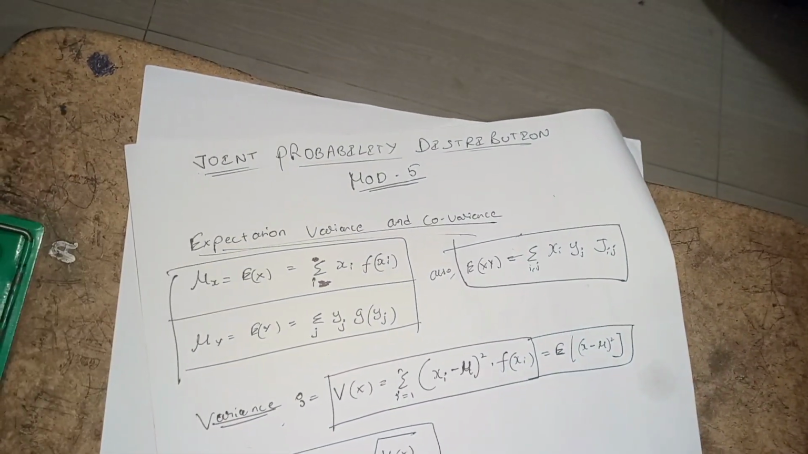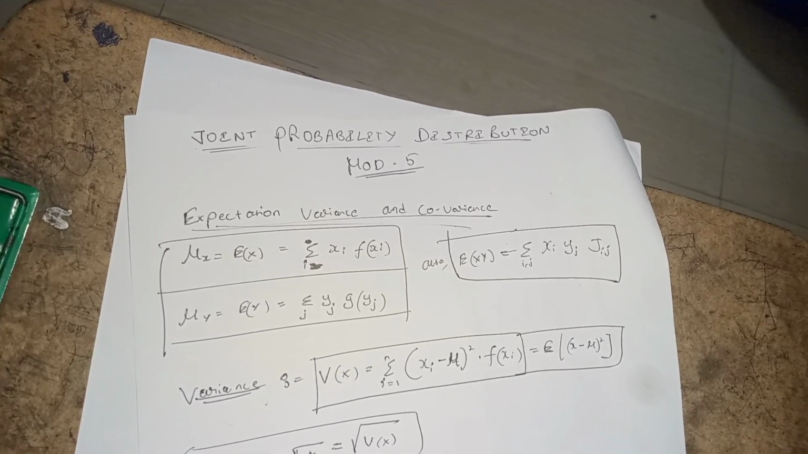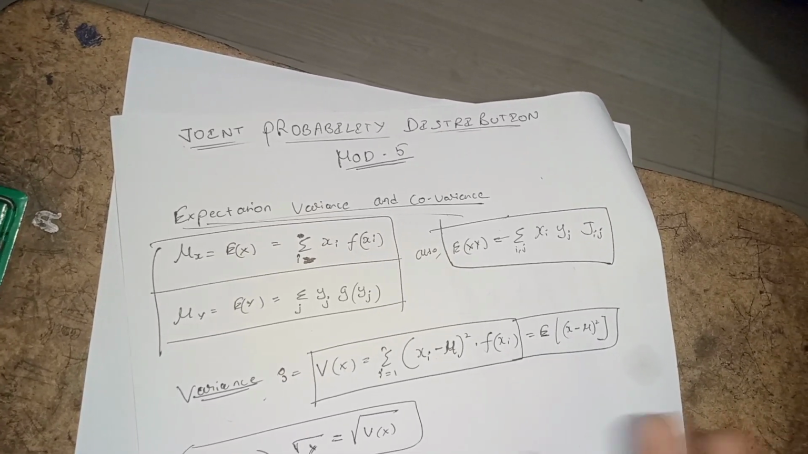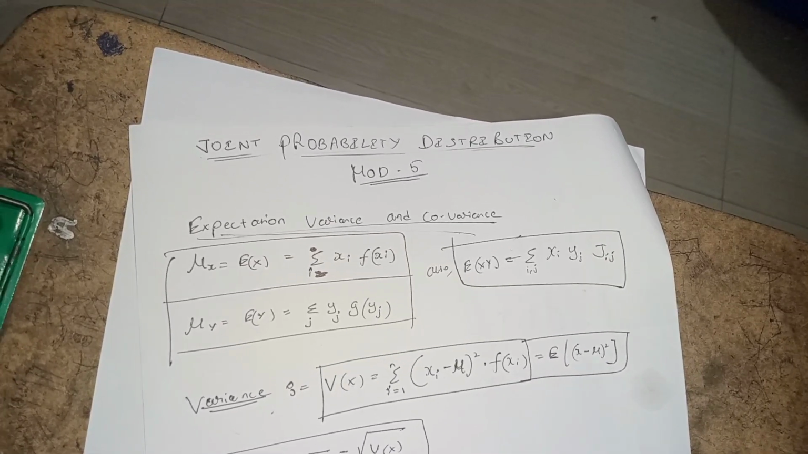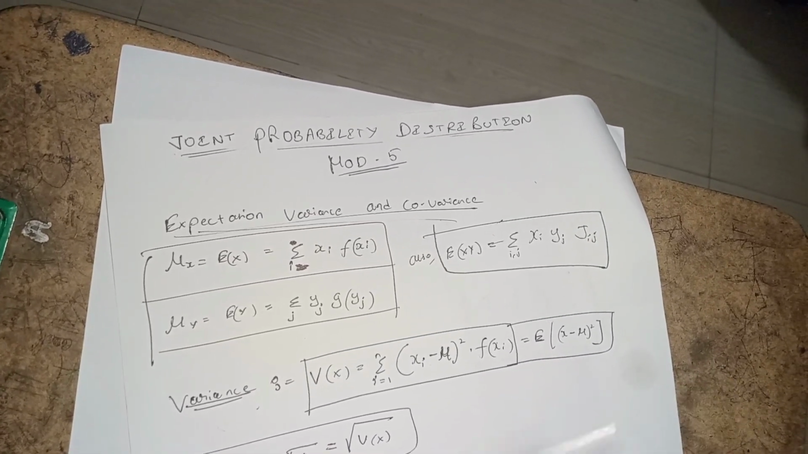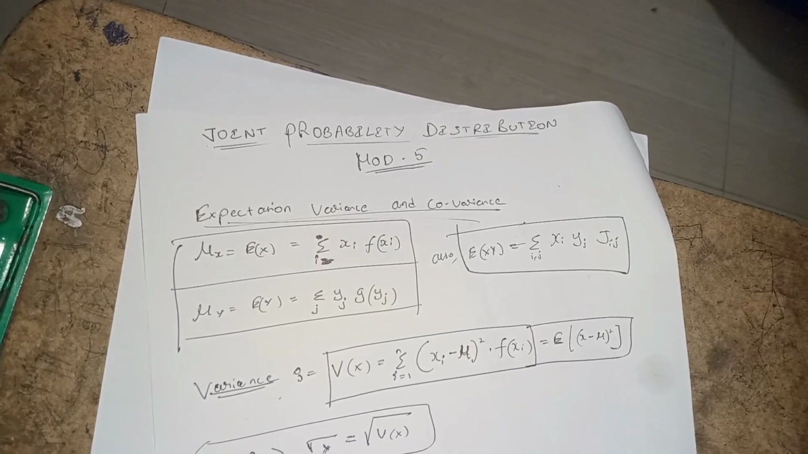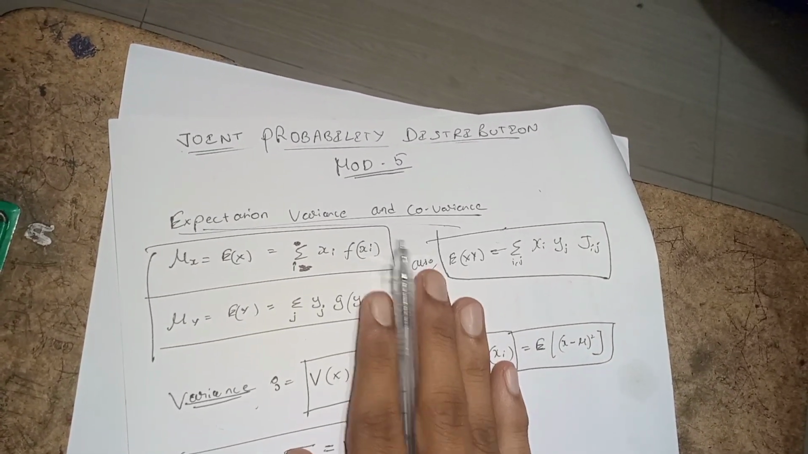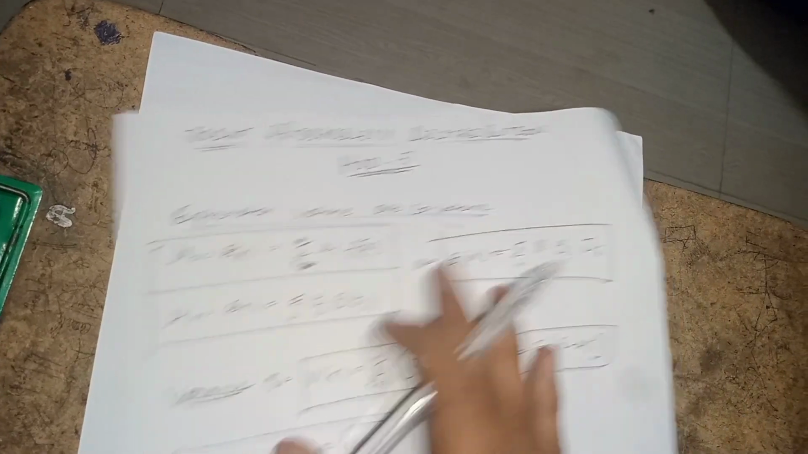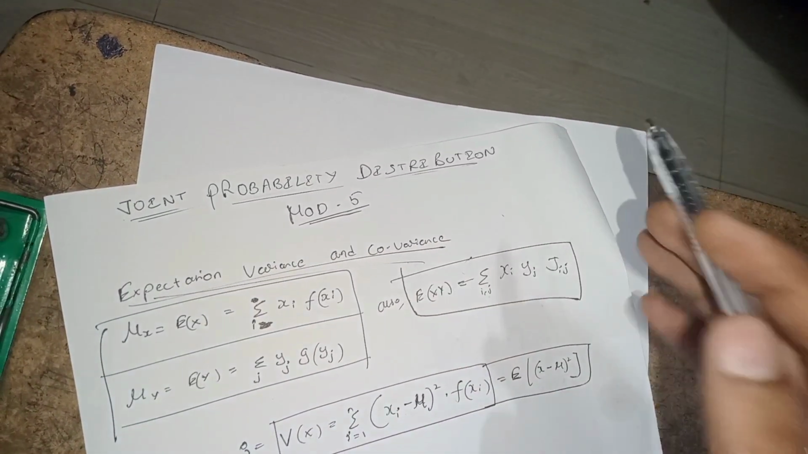So till then we have discussed our curve fitting, and in that we discussed three types. That was a previous module, and in the fourth module we discussed probability distribution, in that binomial distribution as well as your Poisson's distribution. So now this is the fifth module of your VTU syllabus, nothing but joint probability distribution.